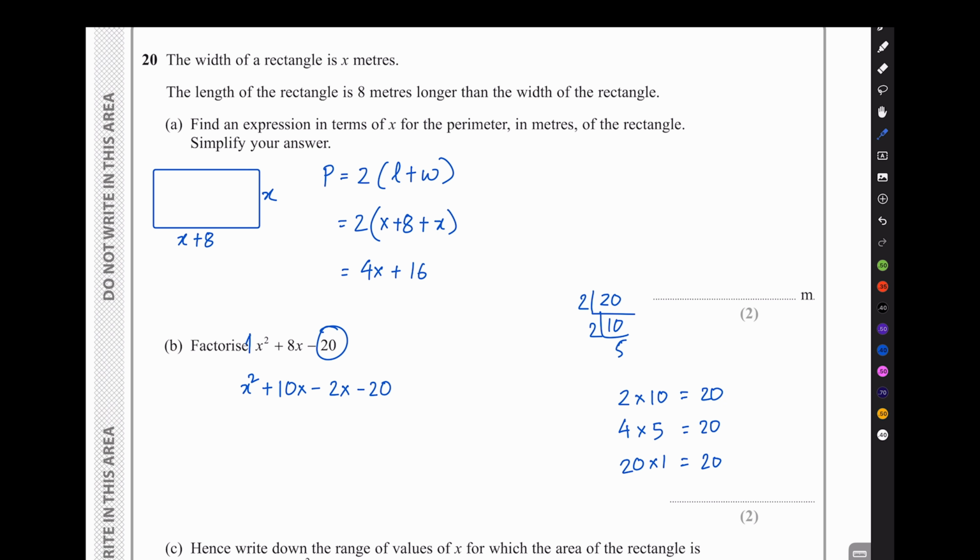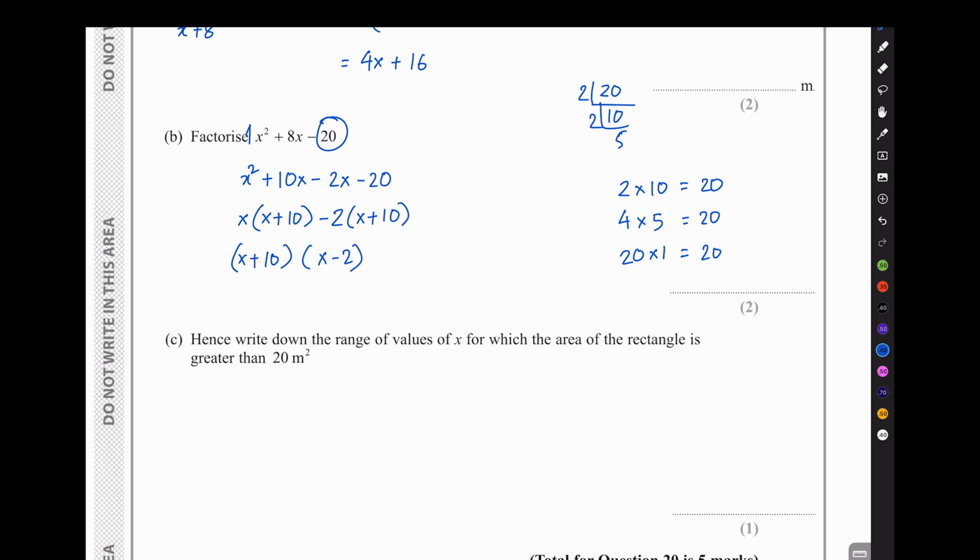Okay. Anyways, so let me just take x common from the first two terms. So this comes out to be x plus 10. Now taking negative 2 common. So this also is x plus 10. Now taking x plus 10 common, which gives me x minus 2. Okay, so this is the factorized form.